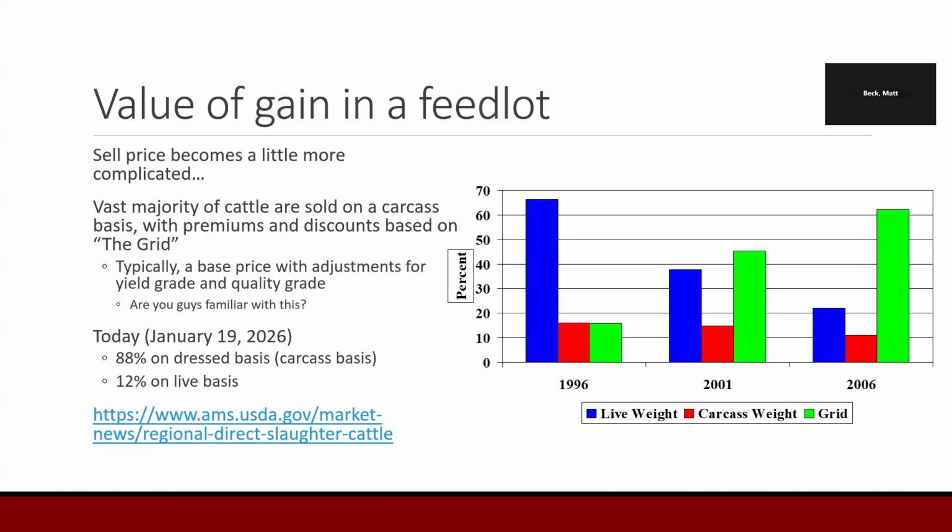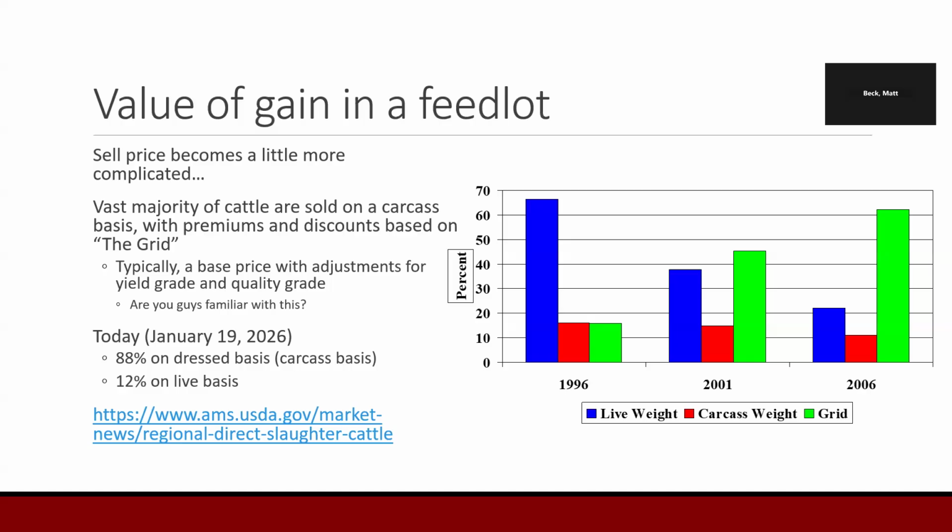Okay. So today, from January 19th, 2026, 88% of cattle are sold on a dressed basis and 12% are sold on a live basis. So it still happens. Okay.